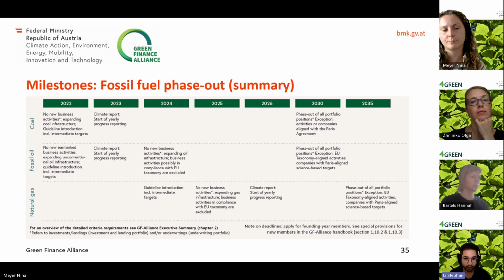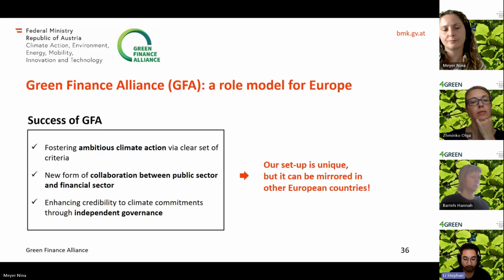And these kinds of very detailed criteria also apply to oil and to natural gas. So overall, I hope I could convince you that the Green Finance Alliance really is something very unique and something very interesting. In our opinion, it can be a role model for Europe. It's something that has not been done anywhere else in the world.